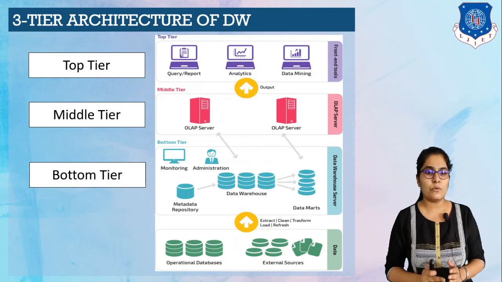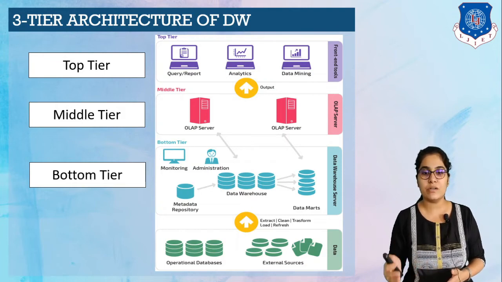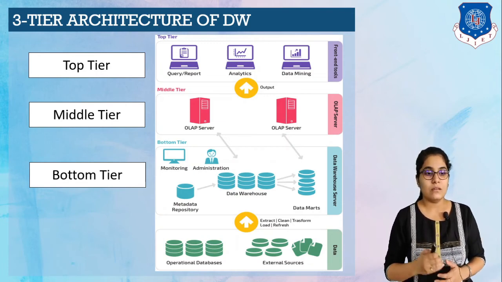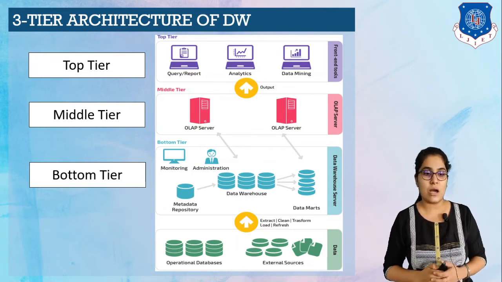The data are extracted using application program interface, which is also known as gateway. A gateway is supported by the underlying DBMS and allow client programs to generate SQL code to be executed at a server. Some of the examples of gateways include ODBC, that is Open Database Connection, and OLEDB, that is Object Linking and Embedding for Database by Microsoft, whereas some other are JDBC, that is Java Database Connection. This tier also contains a metadata repository which stores information about the data warehouse and its contents.